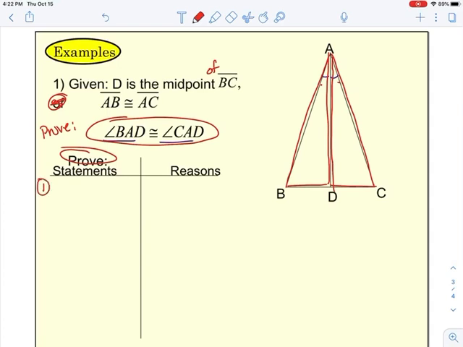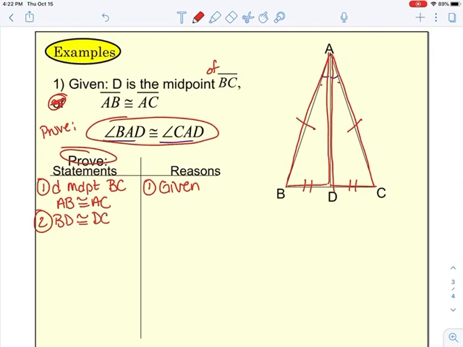Okay, so our first step is D is the midpoint of BC. And again, the reason we know that's true is it's given, and let's stick our other given in there. And AB is congruent to AC. Okay, so AB is congruent to AC. I have that marked off. And now let's talk about the fact that D is the midpoint of BC. I want to use all my givens first. So if I have a midpoint, that means it's going to cut that line segment into 2 congruent segments. So that means that BD is going to be congruent to DC. And that is because of definition of a midpoint.